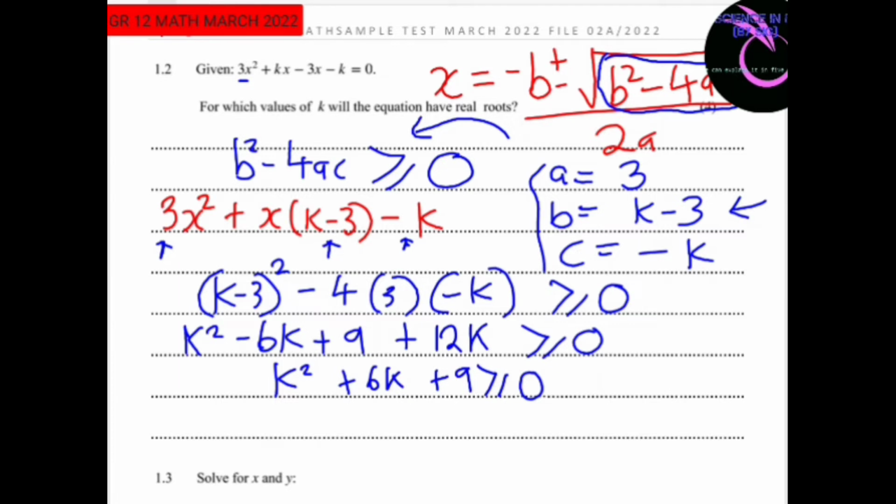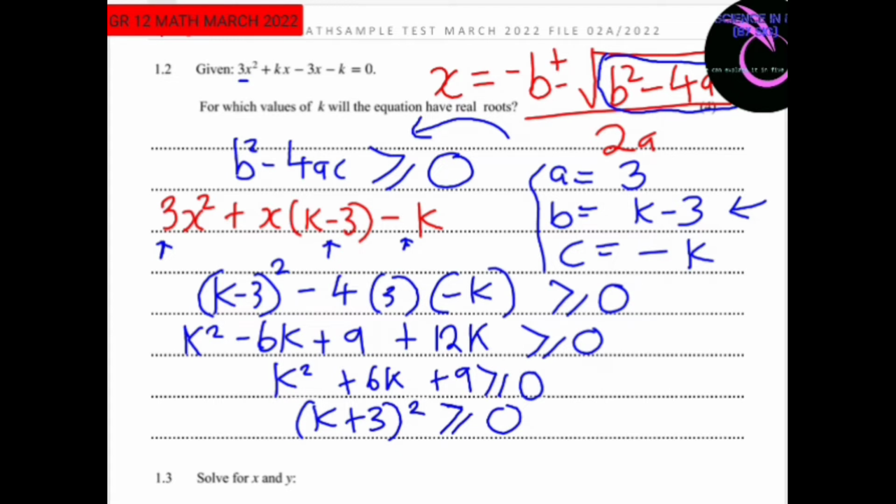Well, this is an example of a perfect square, because once you factorize this, you discover that 3 times 3 is 9, 3 plus 3 is 6. So I'm going to have k plus 3 or k plus 3 squared greater than or equal to 0. Right? Now, to get the solution to this, okay, it means what?